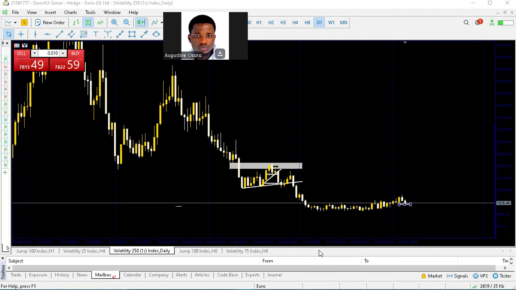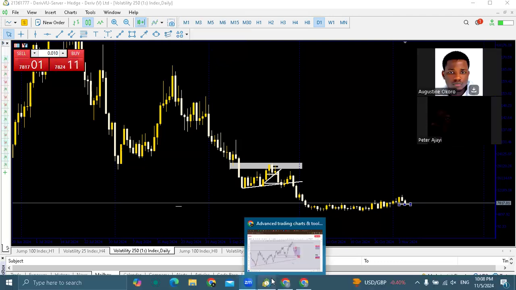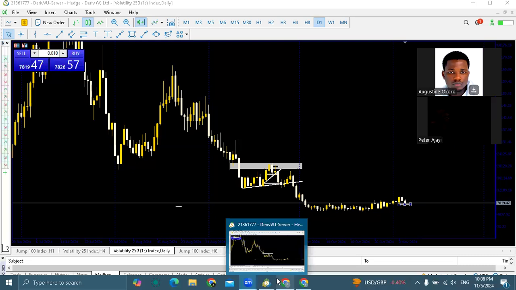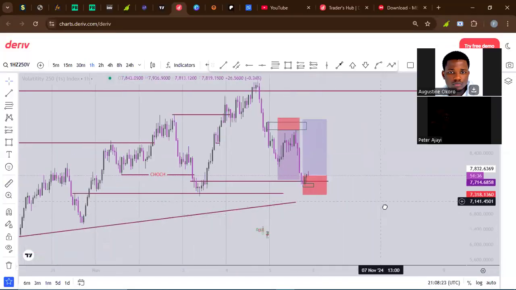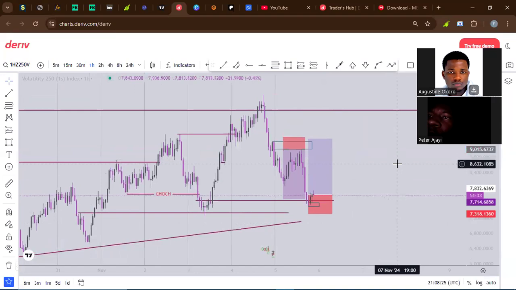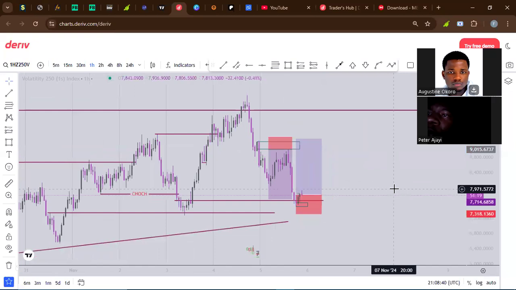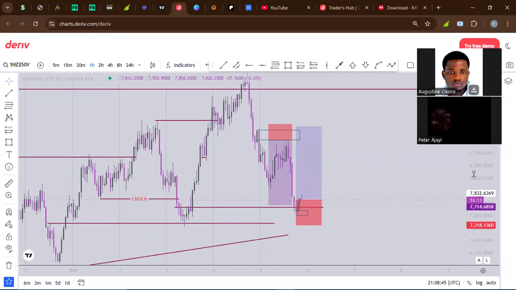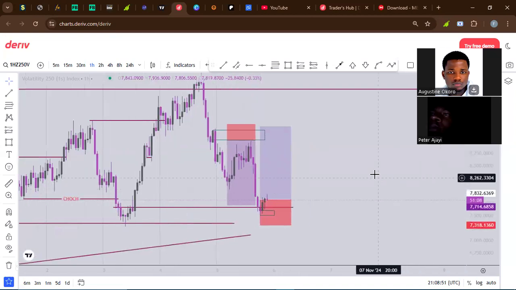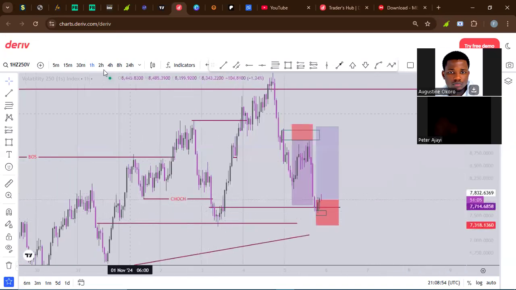We already entered another trade in Volatility 215 days. We are currently on this trade right now because I sent the signal on the WhatsApp group. I didn't send it on Telegram, though, but I sent it on the WhatsApp group. I believe you guys are already on this trade. If not, you can still join now because we are on a buy in Volatility 215 index.